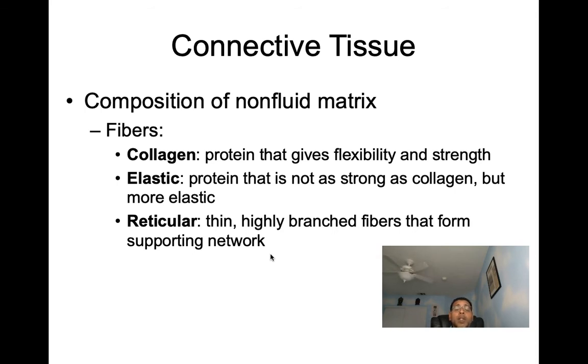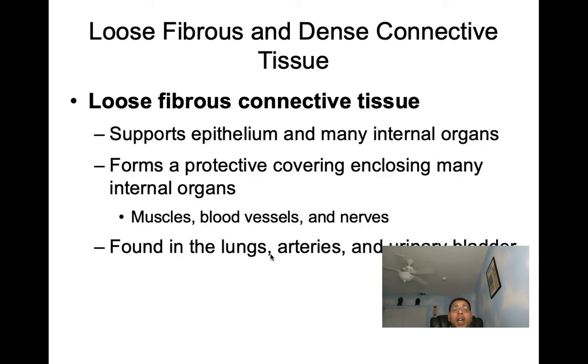So next, let's move into the various types of connective tissues. The first types we'll talk about are going to be loose, fibrous, and dense fibrous connective tissues. When we talk loose fibrous, it supports epithelium and also many internal organs. Its presence in the lungs, arteries, and the urinary bladder allows these organs to expand. Loose fibrous connective tissue also forms a protective covering over many internal organs like our muscles, our blood vessels, and our nerves.